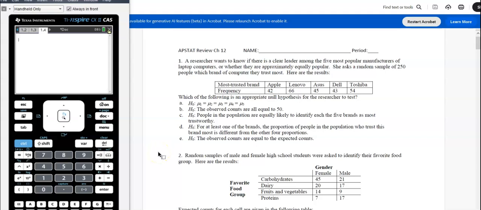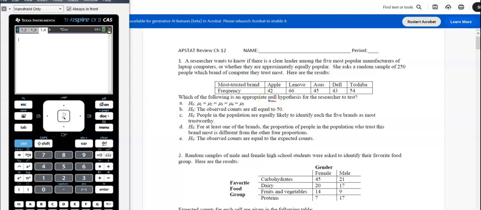Okay, so we're going to start the review for Chapter 12. A researcher wants to know if there's a clear leader among the 5 most popular manufacturers of laptop computers, or whether they are all approximately equally popular. She asked a random sample of 250 people which brand of computer they trust most. These are the results. Which of the following is appropriate null hypothesis?